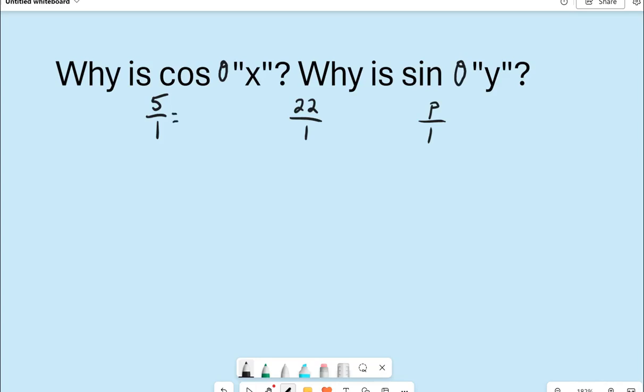Hopefully you realize that anything divided by 1 is itself. So 5 divided by 1 is 5, 22 divided by 1 is 22, and p divided by 1 is p. We don't know exactly the value of p, but we know it's not going to change. So what does this have to do with the unit circle? Well, everything. Let's get a unit circle real quick.